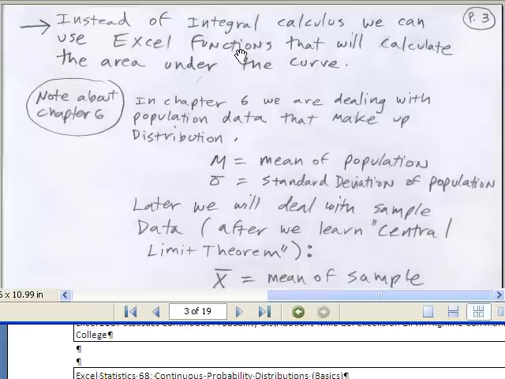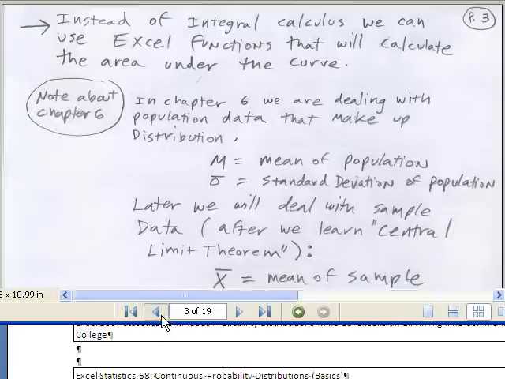But they actually show you how to use tables to look up. So instead of doing integral calculus, they'll show you how to use the table. You can just skip over that section in the book. The book does a great job when it comes to the Excel functions, but that's what we're going to use. You know, out there in the real world, you're not using tables anymore.